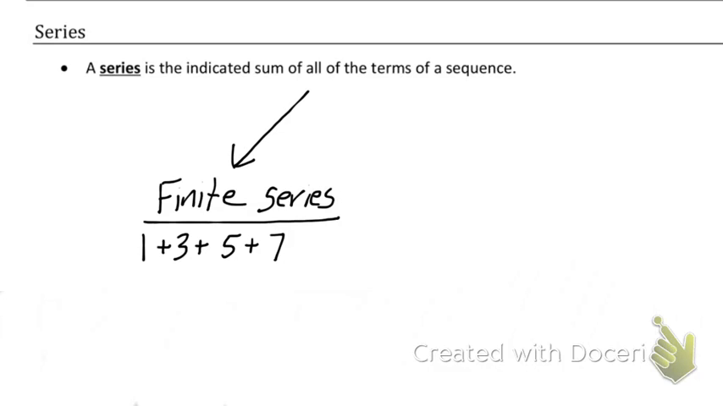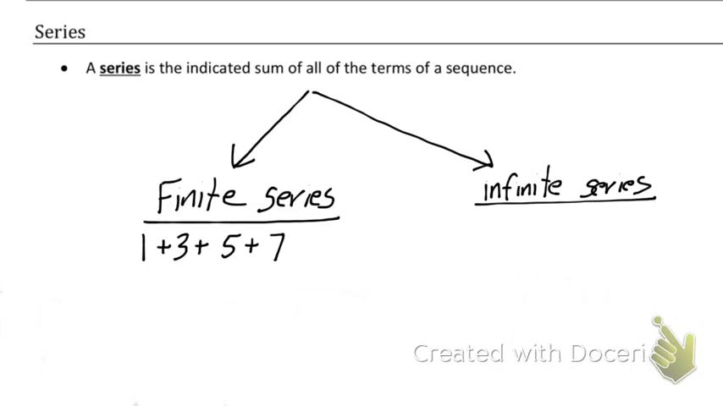On the other end of the spectrum, we're going to have infinite series. Just like the name implies, these are going to go on forever and ever and ever. So I'd have 1 plus 3 plus 5 plus 7, but then we would keep adding and adding and adding. So that's going to be an infinite series.